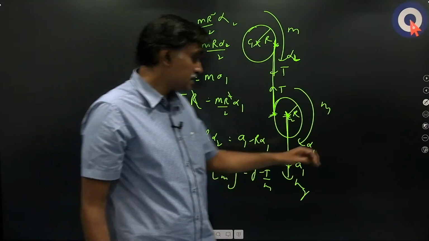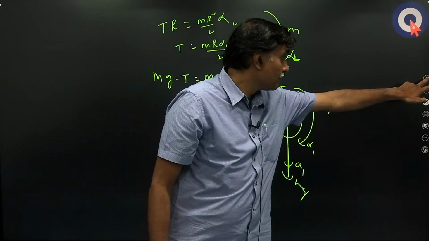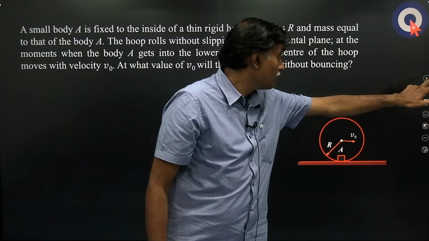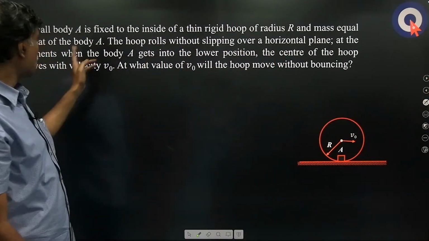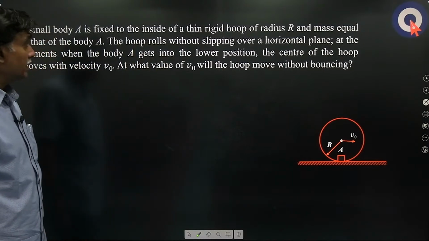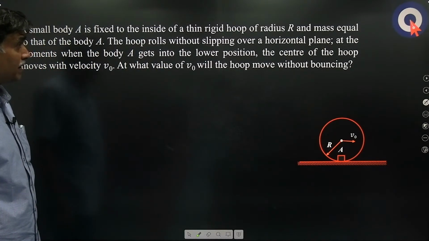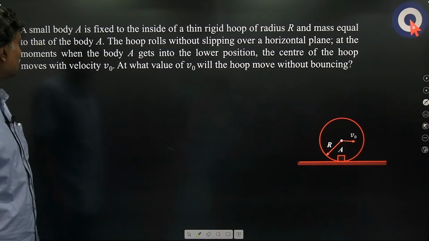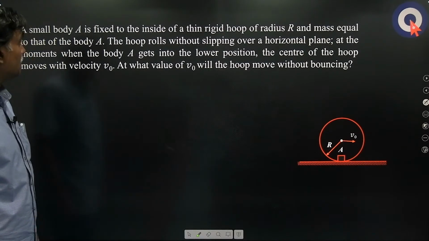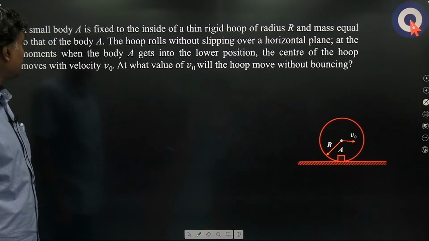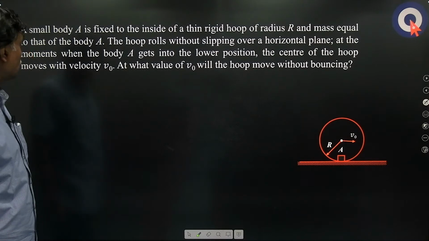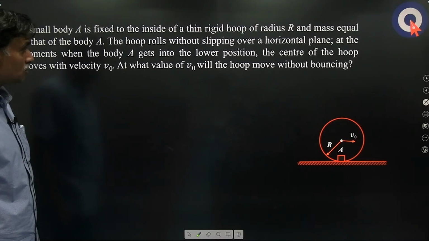Okay. Next question we'll see. Now this is the next question. A small body A is fixed to the inside of a thin rigid hoop of radius capital R and mass equal to that of the body A. The hoop rolls without slipping over a horizontal plane. At the moment when the body A gets into the lower position, the center of the hoop moves with velocity V0. At what value of V0 will the hoop move without bouncing?